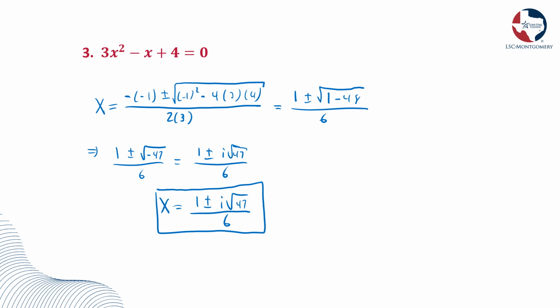So it's okay to have complex numbers as solutions to quadratic equations. In this case, you would do that. You would have to use the quadratic formula because you wouldn't be able to factor this quadratic equation nicely.